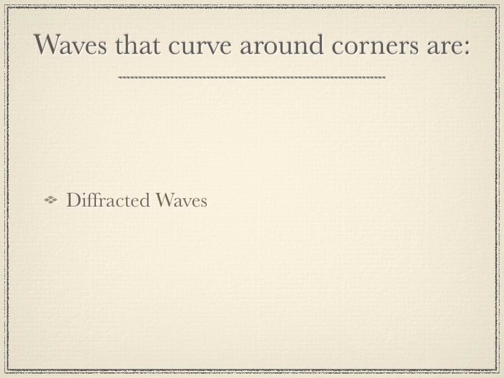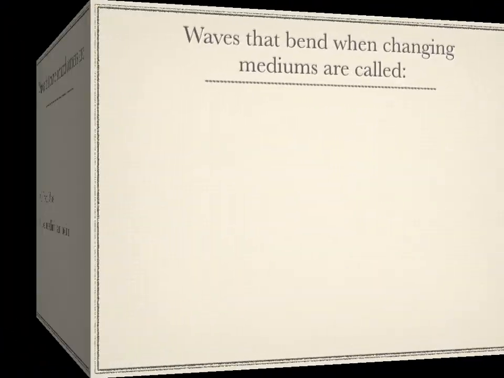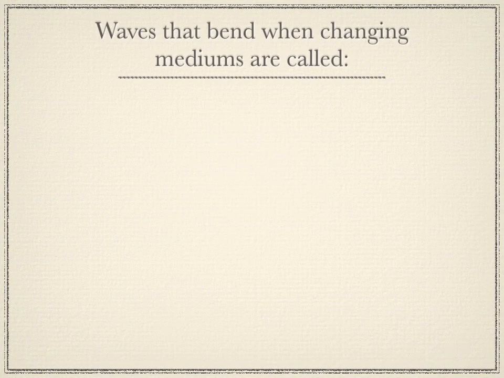Waves that curve around corners are called diffracted waves. Diffracted waves. And in diffracted waves, we're still in the same medium. On the other hand, if we have waves that bend when we are changing mediums, these are called refracted waves. Refracted waves when we change medium.